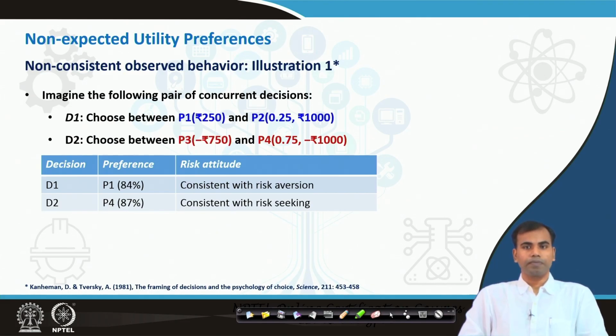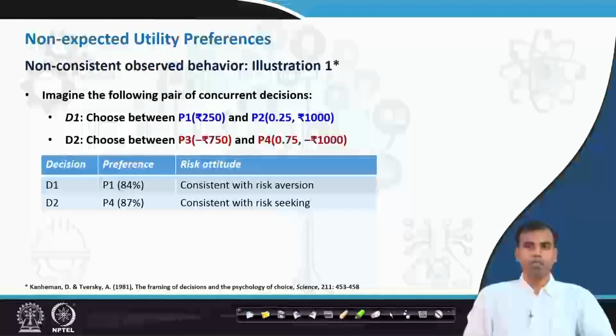Now, what is happening here? As I said, we behave in a risk averse way when faced with certain choices or gains, but we behave in a risk seeking way when we are faced with losses, which means our behavior across losses and gains is not consistent. So, we prefer to take risk when we are faced with losses, and we prefer to be risk averse when we are faced with gains. This leads to an important conclusion of what we are going to discuss as prospect theory.